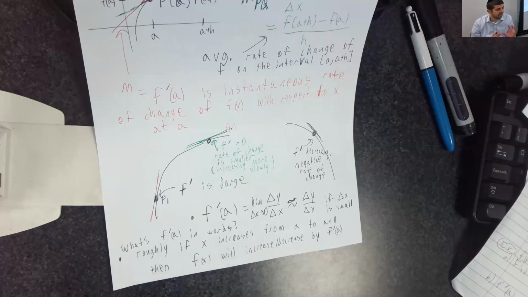That's what it's roughly telling you, right? It's telling you how much the function is going to change. So, let's say f prime of a is 5, so that means as x goes from a to a plus 1, f will jump by 5. Okay. That's how much the y values are going to change between two x values.